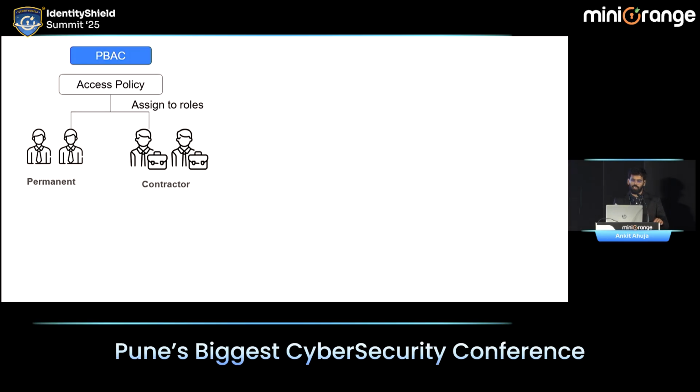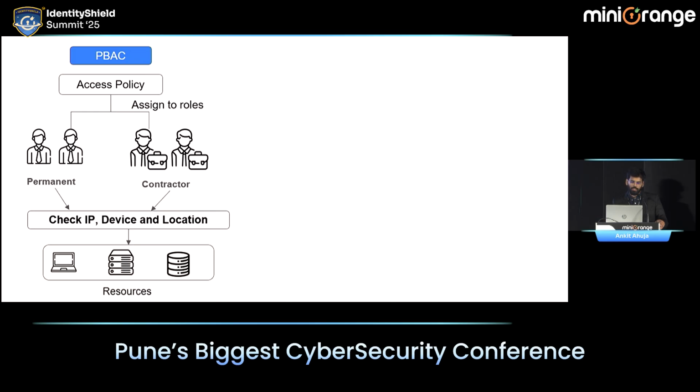So let's see again. I assigned the role to my two types of employees. But this time the policy engine, whenever they are accessing the resources, is checking the IP they are accessing it from, the device, the location and the time as well. And based on that, they will be assigned access to the resources.